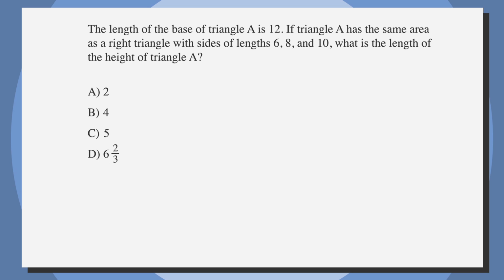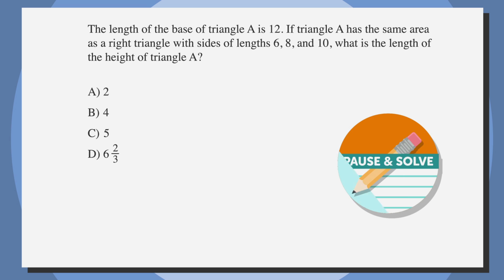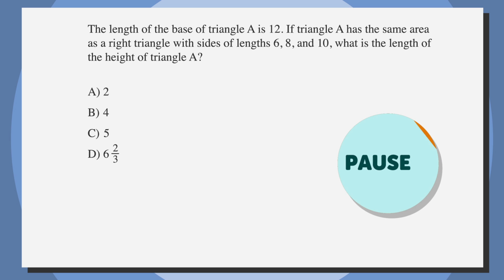Here's the question. The length of the base of triangle A is 12. If triangle A has the same area as a right triangle with sides of lengths 6, 8, and 10, what is the length of the height of triangle A? Our answer choices are A, 2, B, 4, C, 5, and D, 6 2/3. Now it's your turn. Ready, set, pause.